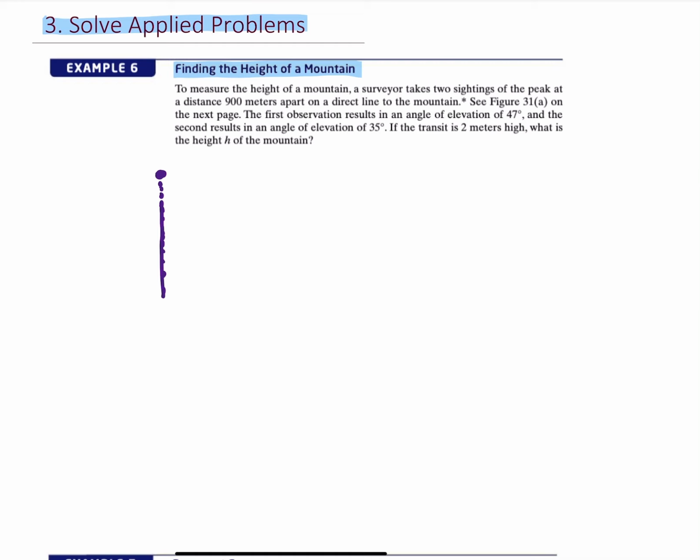And they're saying they take one measurement, so let's imagine the measurement right here is taken. So they're measuring the angle of elevation up to the peak of the mountain. It says the first observation results in an angle of elevation of 47 degrees. So we can call this angle 47 degrees. And this will be a right angle here.